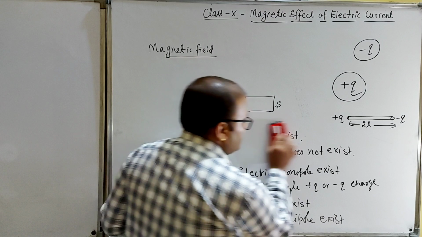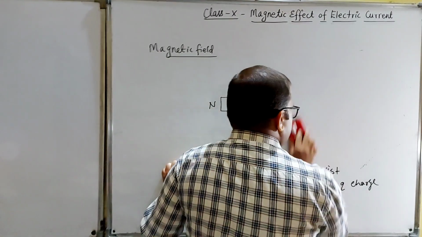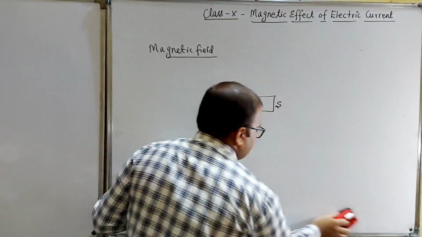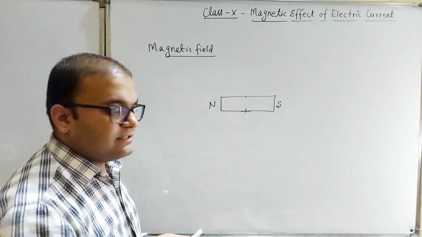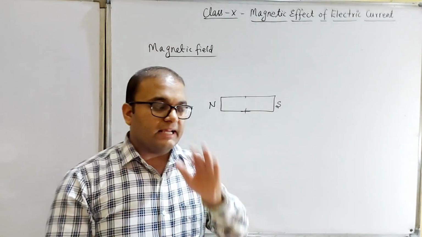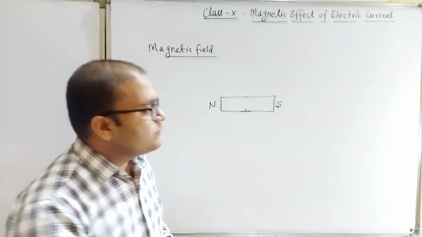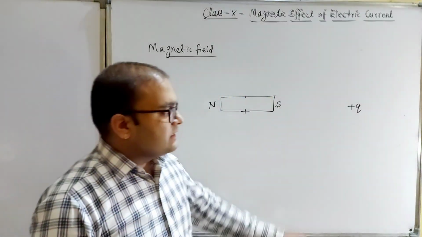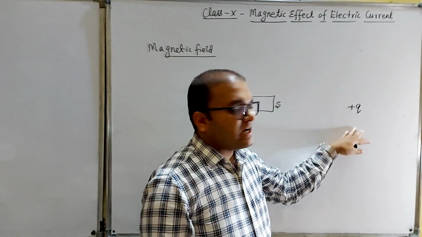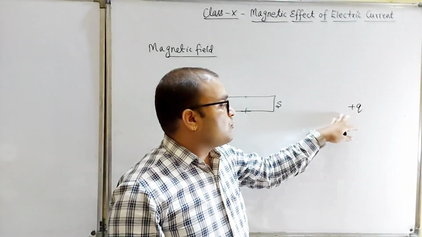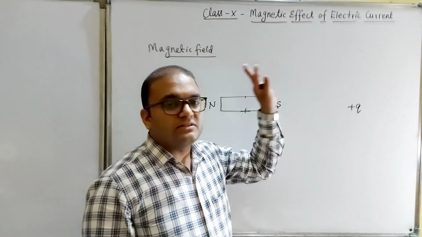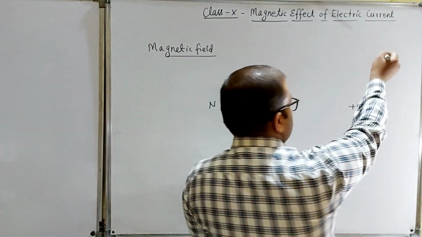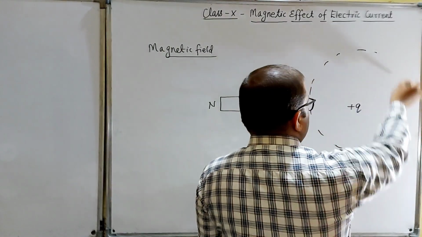Now we will discuss the magnetic field, just like we have already studied in the electricity chapter, the electric field. What is the electric field? If there is a single charge, suppose plus q, then the region surrounding this charge in which a force is exerted by this charge, means the region surrounding this charge in which it can exert a force.